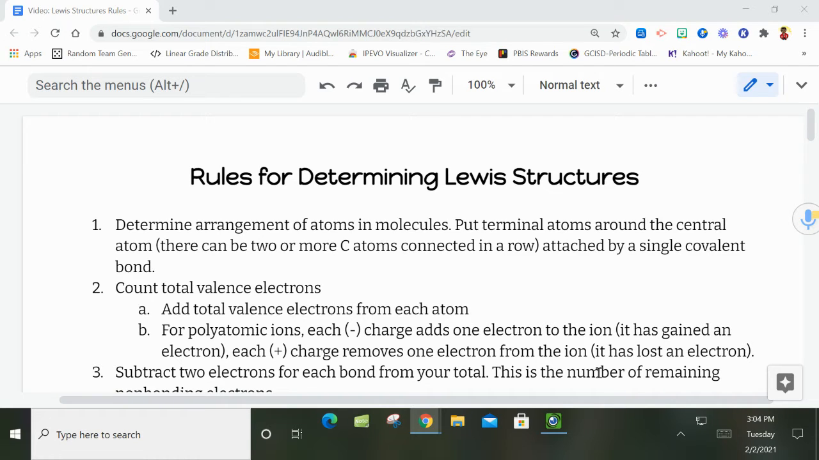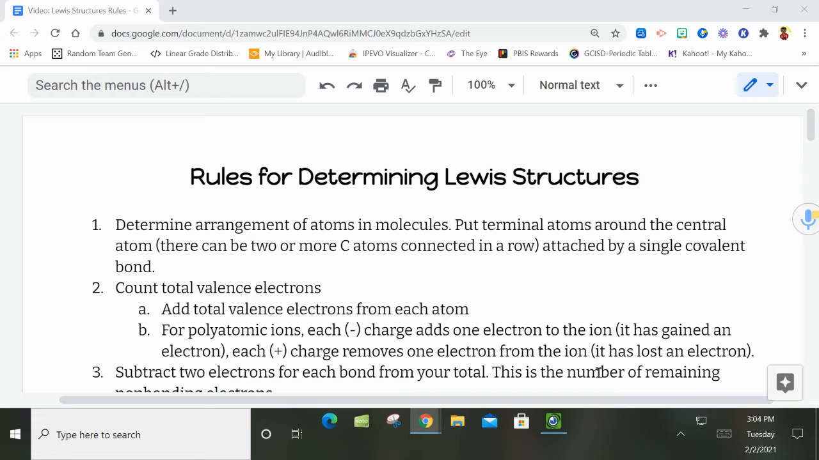Okay, we are going to count our total valence electrons, and remember those are the electrons that are on the outside, the outer shell. If our atom is in group 1, 2, 3, 4, 5, 6, 7, or 8, then remember the group number tells us the number of valence electrons. For polyatomic ions, each negative charge means that we will add one electron, and each positive charge means that an electron was removed.